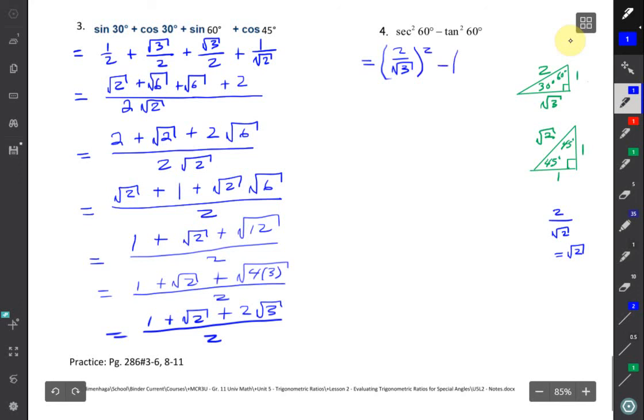Similarly for this tan of 60, that has a squared on the outside. And the tan of 60 is the opposite over the adjacent, which is root 3 over 1, or root 3. Squaring both of those, I get 4 over 3 minus 3. I need a common denominator, 4 over 3 minus, this is over 1. We need to multiply by 3 in the denominator and the numerator. That gives us 9 over 3, which makes sense. 9 divided by 3 is 3, which is what we started with, leaving us with minus 5 over 3.